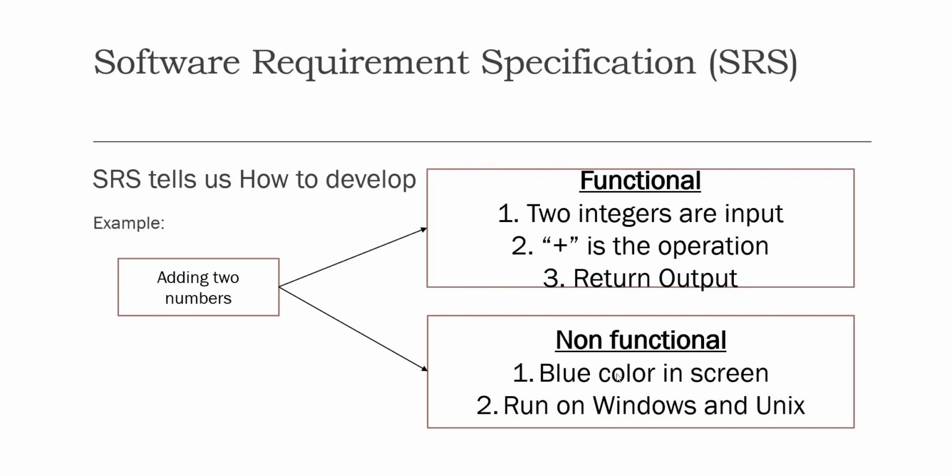Then in the non-functional requirements, we are going to discuss the blue color in the screen. The screen color should be blue. Then it should run on Windows and Unix. If we have all these requirements, we are going to consider them in the SRS document.